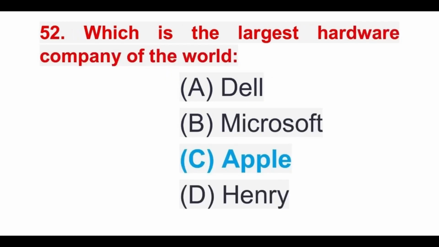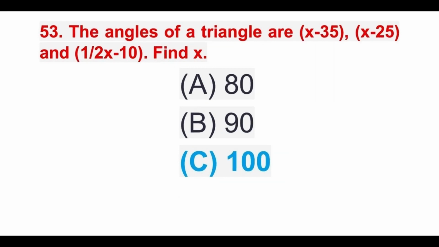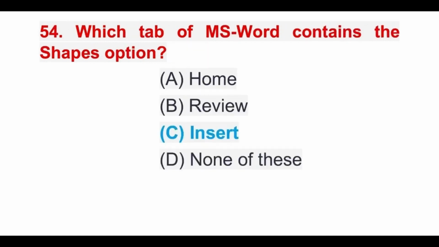Question number 52. Which is the largest hardware company of the world? That answer is Apple. Question number 53. The angles of a triangle are x+35, x+25 and 1/2 times 10. Find x. That answer is 100. Question number 54. Which tab of MS Word contains the Shapes option? That answer is Insert.